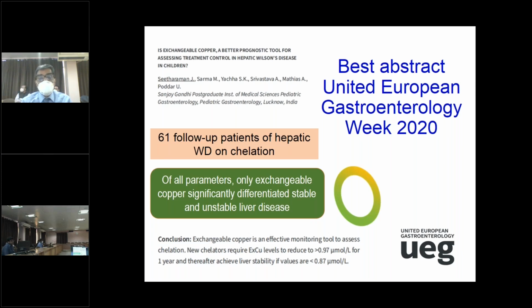And this was judged as the best abstract in an international conference. We studied about 61 follow-up patients of Wilson's disease. In a gist, of all the parameters that we studied, only exchangeable copper significantly differentiated between stable and unstable liver disease, giving some hope to this new modality. With the new chelators, the levels of exchangeable copper are required to come down to below 0.9 micromoles per liter. And thereafter, to achieve liver stability, it should always be less than 0.87.